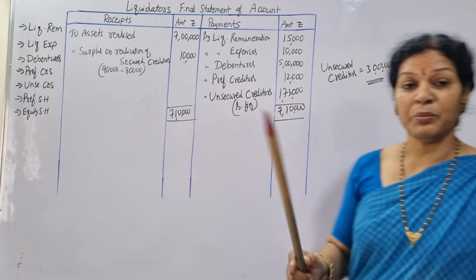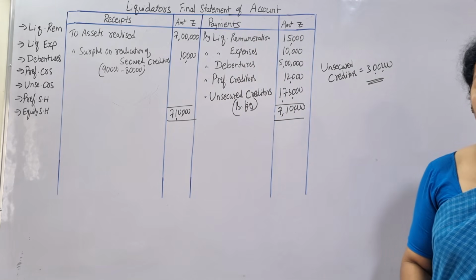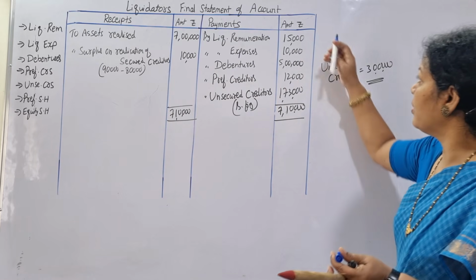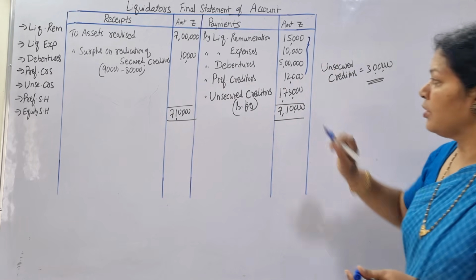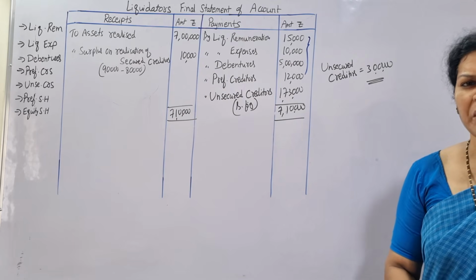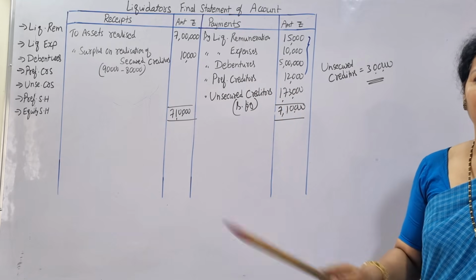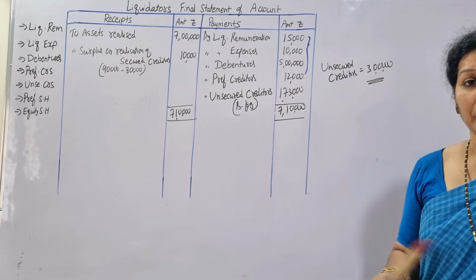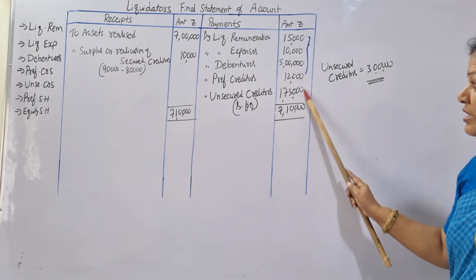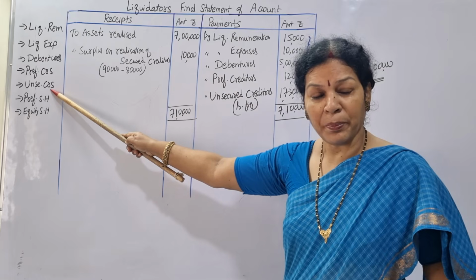We have liquidator remuneration, liquidation expenses, debentures, and preferential creditors. If you make all these payments, how much balance do you have? Most of the time, at this level only your receipt amount will be used up, completed by making all these payments. So how much is left? 1,73,000 only is left.